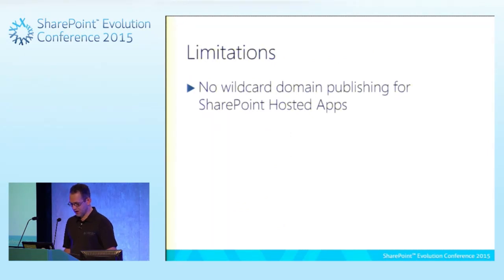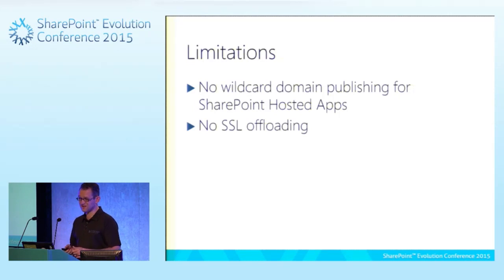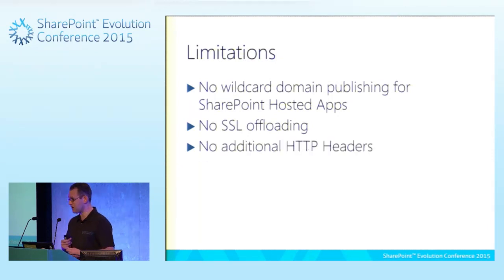Okay, so some limitations. Like I said, no wildcard domain publishing with the funky URL for apps. That doesn't work in the current iteration of the web application proxy. So if you want to use SharePoint hosted apps, you might have to look at something else. It doesn't do SSL offloading for SharePoint at this time, so that's a problem. You cannot add additional HTTP headers if you want that.